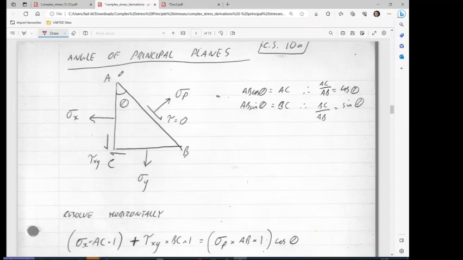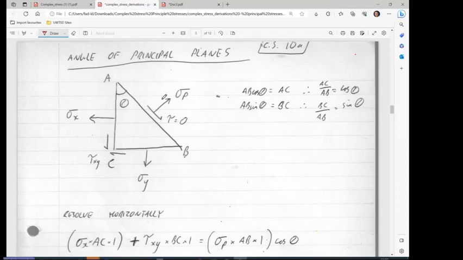So just like we were doing in the last video, let's take our element subjected to a 2D stress system. We've got some direct stress, which we'll call sigma x. We've got some direct stress in the y direction, which we'll call sigma y. We've also got some shear stress. We've got shear stress on this plane AC, tau xy. And we've got some shear stress on this plane here, CB, which is also tau xy.